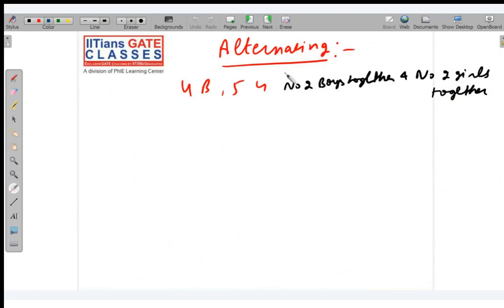Okay, next is alternating sequence. This is also very important. Questions will be like 4 boys and 5 girls, no 2 boys together and no 2 girls together. This type of question has been asked. This is known as alternating arrangements.